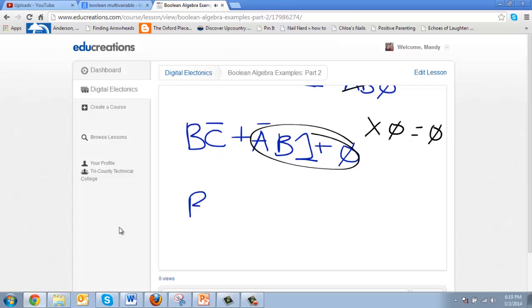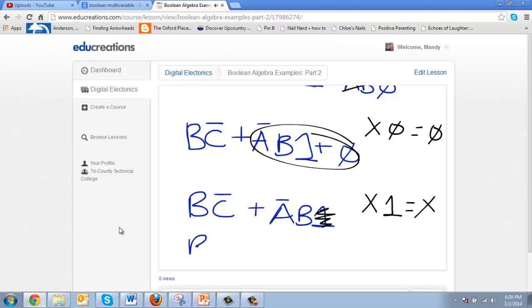So now we have this. And remember back to x and 1 is going to be equal to x, so that means that this piece is just going to go away. We'll have this for our final answer. So I hope these two examples have helped you.